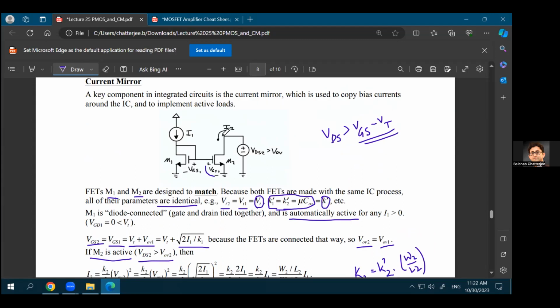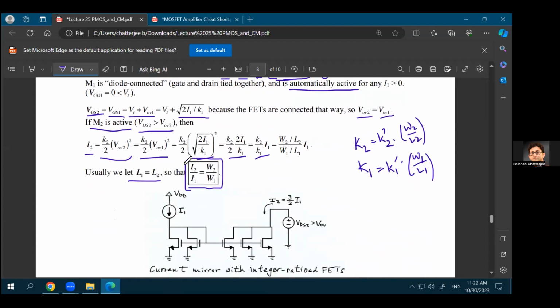But you can also create any multiplication of the I1 current. Let's say you want I2 to be 2 times that of I1. What you need to do is make the width of M2 2 times higher than the width of M1. If you want to create an I2 which is 10 times higher than I1, you just have an M2 which has a width that is 10 times higher than the width of M1. So I2 over I1 just becomes the ratio of W2 over W1.